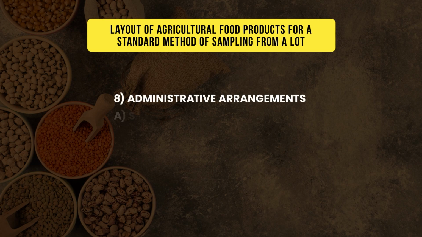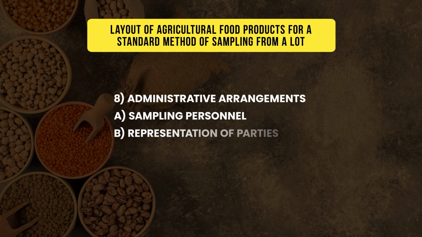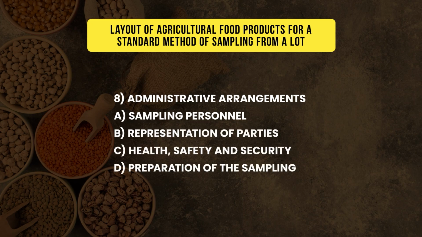Administrative arrangements have to be taken care of. The person who is going for sampling must be authorized. Representation of parties concerned, there must be an agreement between the one who is carrying out the sampling and the person whose lot has to be sampled. Health, safety and security precautions. Preparation of the sampling report.